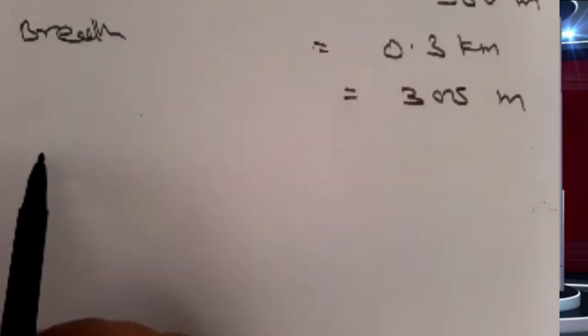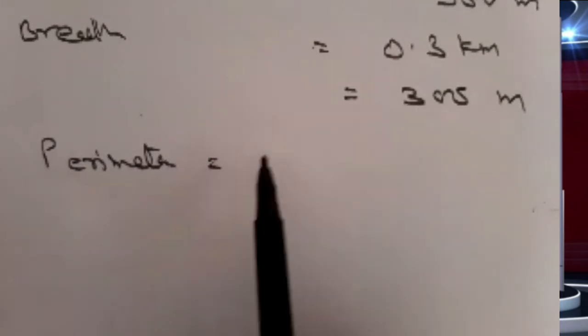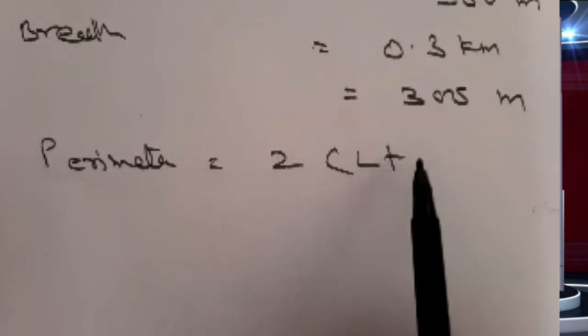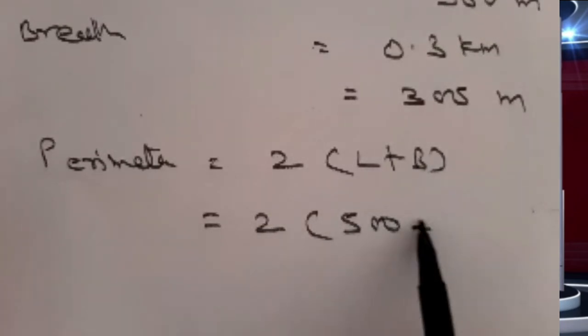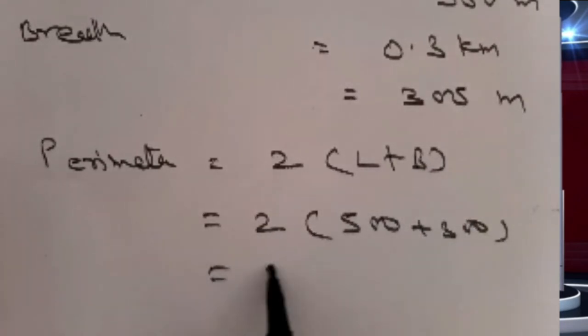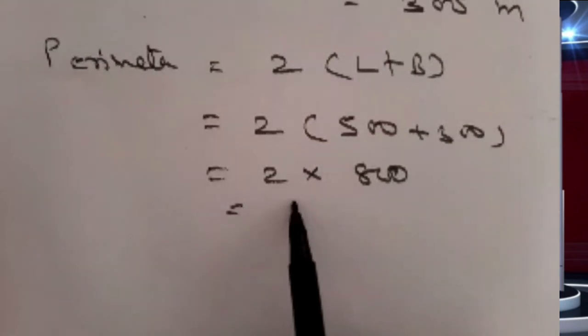Now I'll find out the perimeter. Perimeter of rectangle is equal to 2 into L plus B, which is 2 into 500 plus 300, which is 2 into 800, which is 1600 meters.